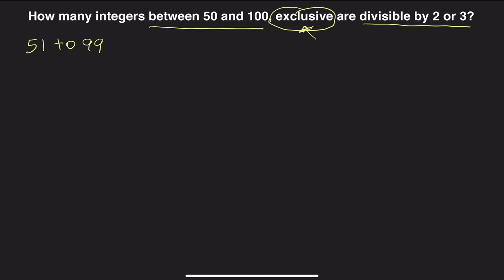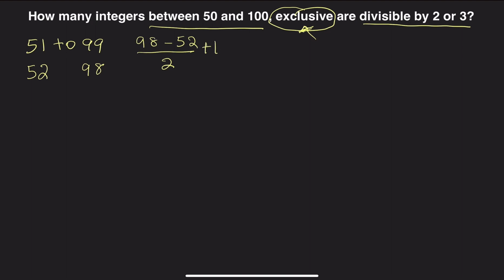Let's take a look. In this range, the smallest number that is divisible by 2 is 52. The largest number that is divisible by 2 in this range is 98. We're now going to use a formula to calculate. We're going to take the largest number minus the smallest number, divided by 2, plus 1. And that looks like this: 98 minus 52, divided by 2, plus 1.